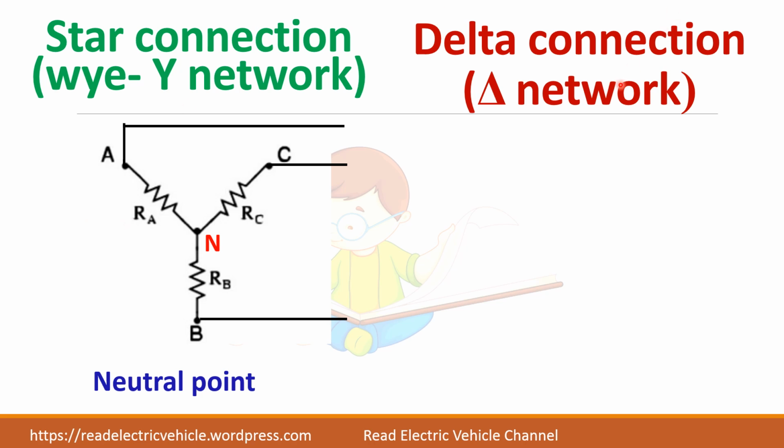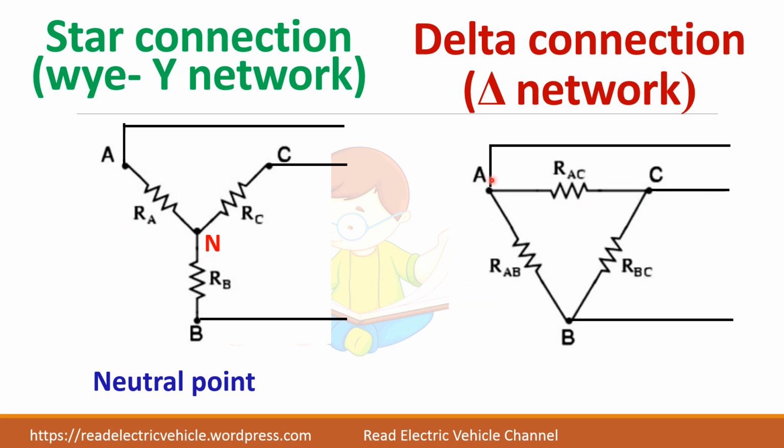In delta network, it appears to be in the shape of a delta, and you can see here there is no neutral point. So one end of each phase will be connected to the other phase. So this is called delta network. The basic difference is this neutral point will be missing in the delta network. Though you can convert one network to the other, this point will be missing in the delta network. We will see the formula to convert from one network to the other network.